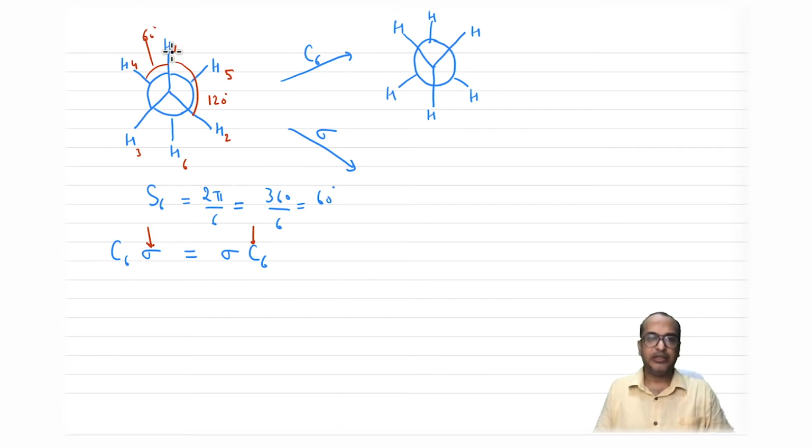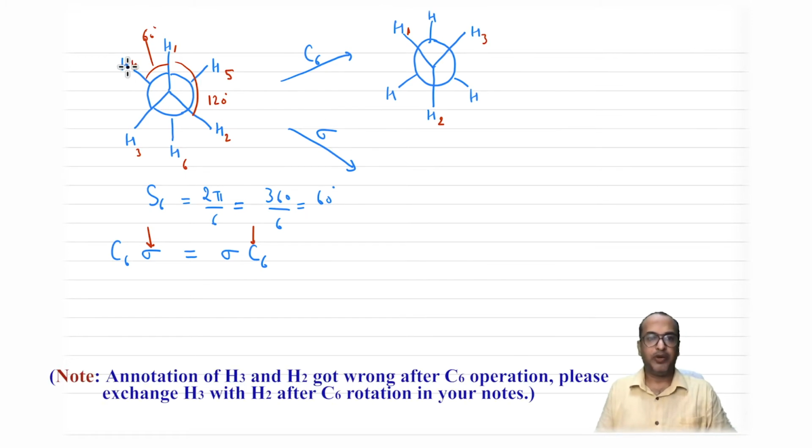So this 60-degree anti-clockwise rotation means H1 comes here. This will be 2. This will be 3. Now H4 comes this side, so this will be your 4. Then 5 goes there. So we have 5 over here. We have to be very careful when we are writing these numbers, because otherwise it will mess up everything.